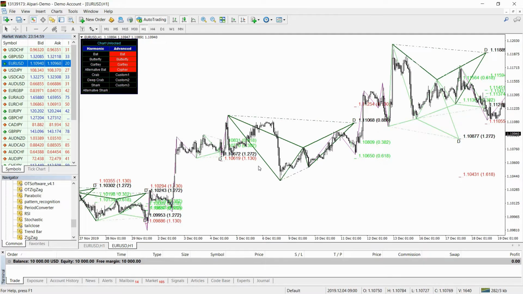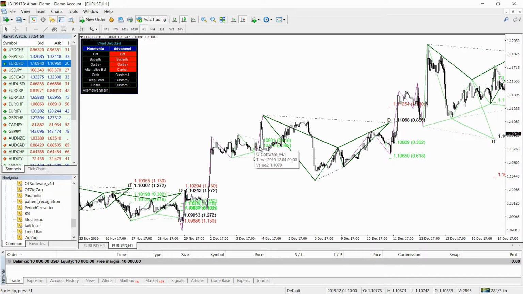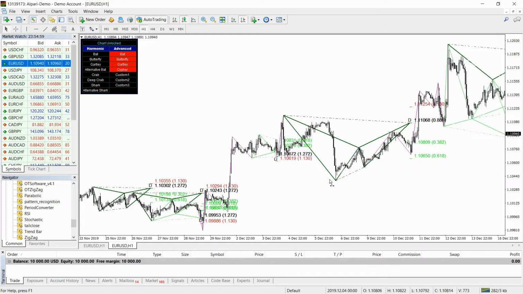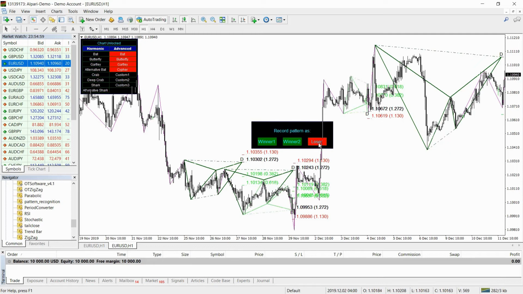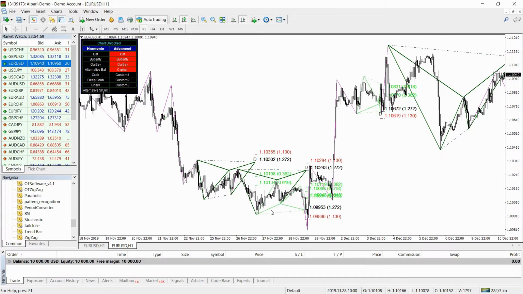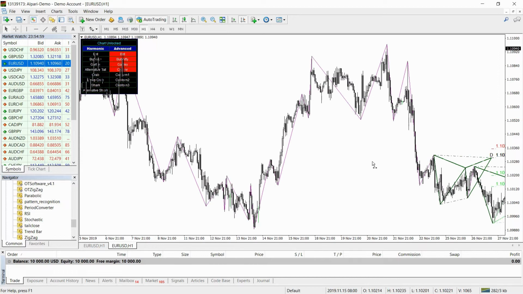This one here we probably wouldn't have got in on because the C and D leg pretty much form in the same candle, 2 candles, even though it would have been a winner, so I just leave that one out. This one here would have been a loser. Again, it's gone straight through our D point, so we've entered the buy limit order and it's just gone straight down to hit our stop loss.